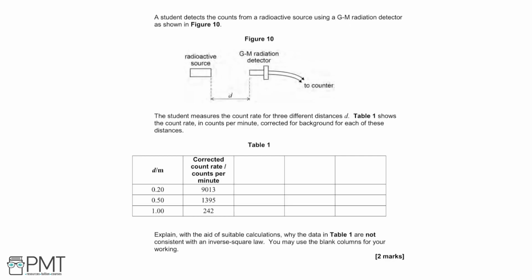The next part of the question says, a student detects the counts from a radioactive source using a GM radiation detector, as shown in figure 10. So we have our source separated from the GM detector by a distance d. The student measures the count rate for 3 different distances d. Table 1 shows the count rate in counts per minute, corrected for background for each of these distances. Explain, with the aid of suitable calculations, why the data in Table 1 are not consistent with an inverse square law. You may use the blank columns for your working.